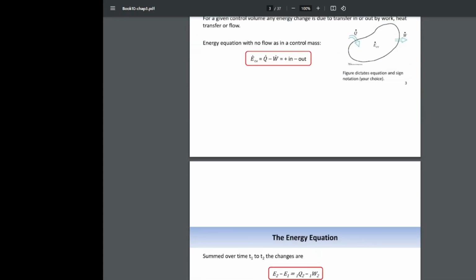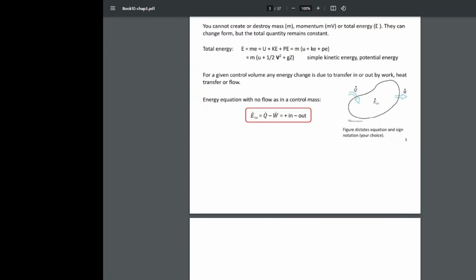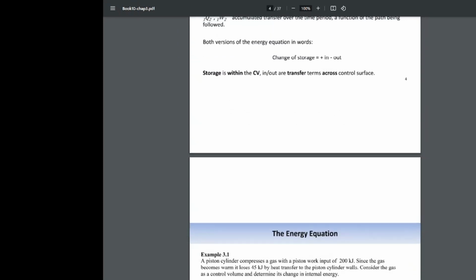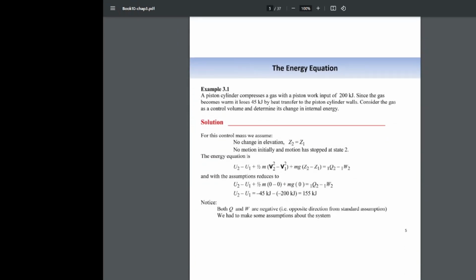We go back to this control mass or control volume. Heat was coming in and work was going out. Since this is just the inverse of that, we have a negative heat, and we have a negative for the work. And that just equals 155 kJ. And that's it. That ends that problem.